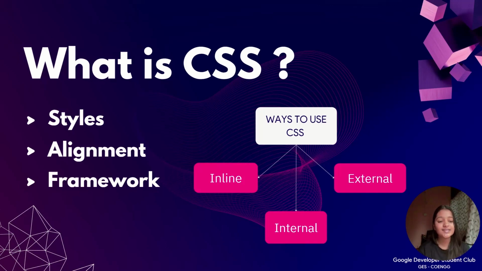Then we have external CSS. When you have a bigger document in your website and you don't want to mess with the HTML code, you create an independent CSS file, and then you link that CSS file to our main HTML file, and that's how you do not mess up the structure of the HTML. Also, you get an independent CSS file, so that you can know what designs and styles are used in my website.